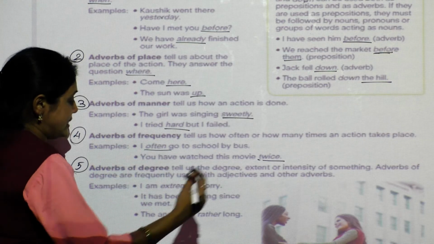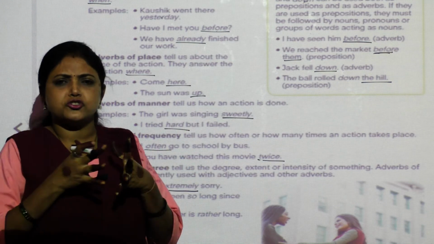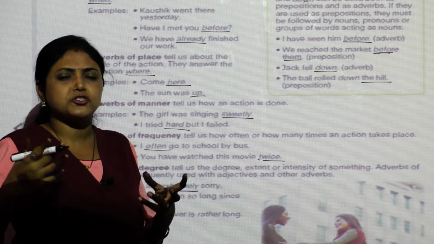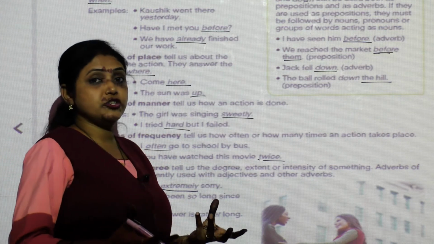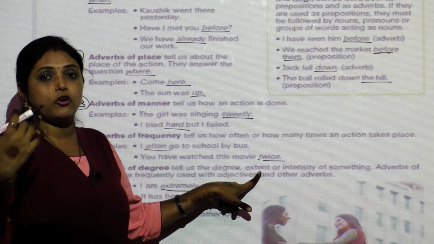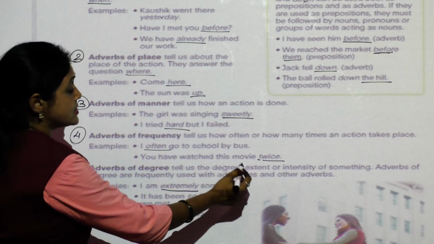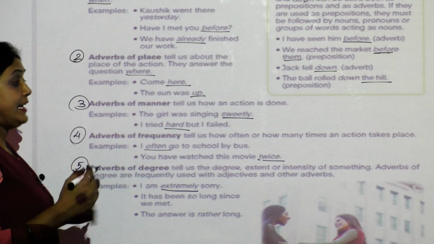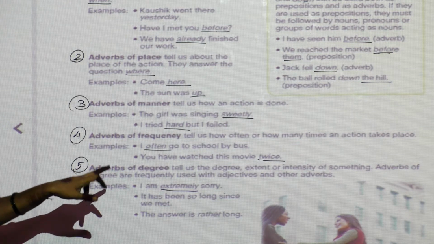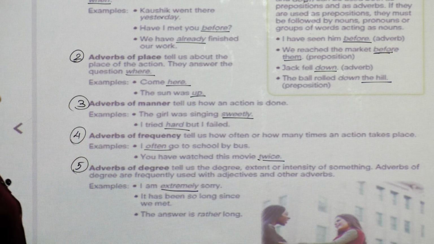So the extent is extent, limit. See, when we say sorry, we just say sorry. But when I want to say I am extremely sorry, my facial expression changes. So I am extremely sorry, it tells the extent of sorrow for someone. Okay, so that is adverbs of degree. Adverbs of degree tell us the degree, extent or intensity of something, and they are frequently used with adjectives or other adverbs.